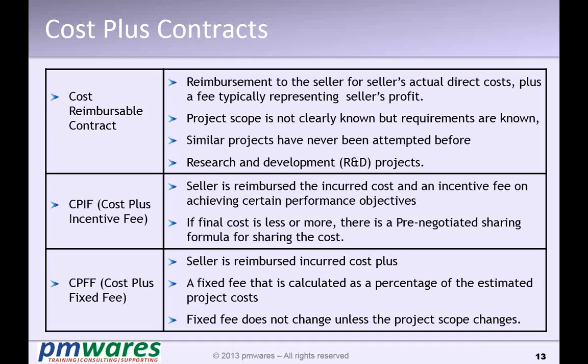In the incentive fee, it could be a formula, or based on how much the cost is, a percentage of the cost could be the incentive fee. But the second thing is the cost plus fixed fee. In that case, the fee does not change irrespective of how the scope changes. The scope may get higher or bigger, but your fee will not change. In the previous case, it is maybe a percentage of the cost. In that case, what will happen? The scope increases, the fee also increases.